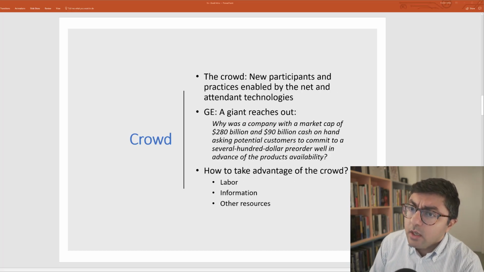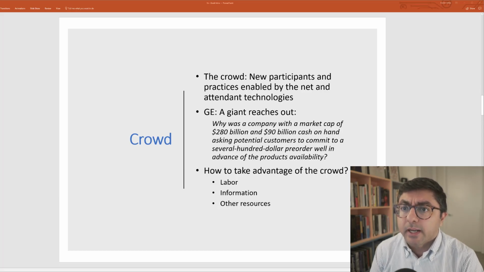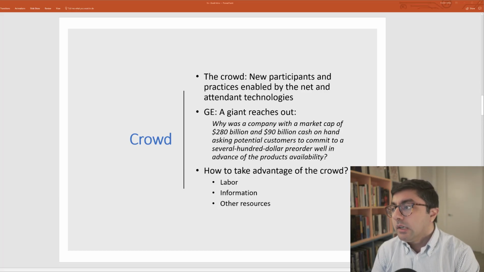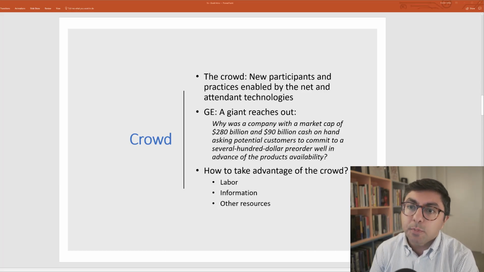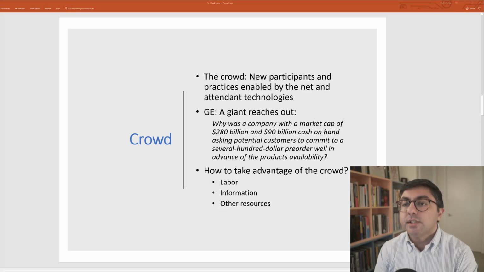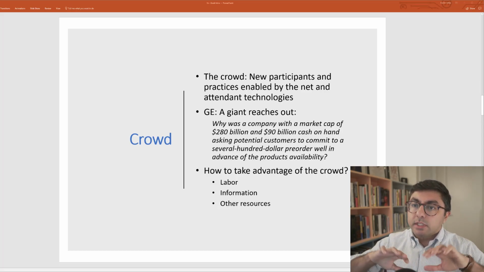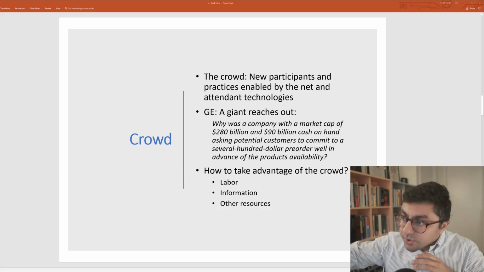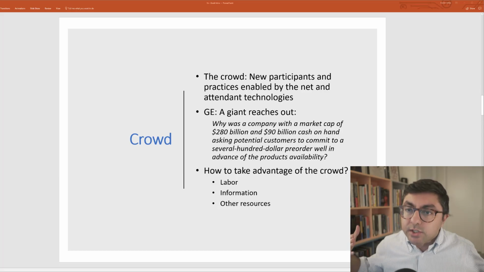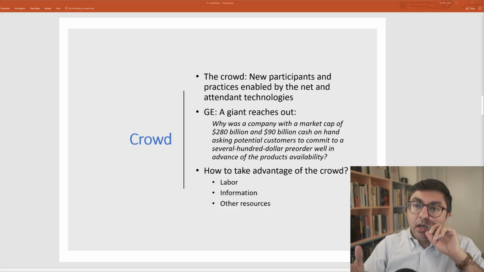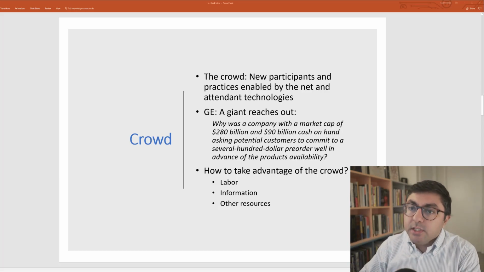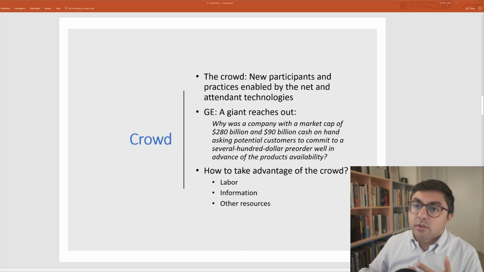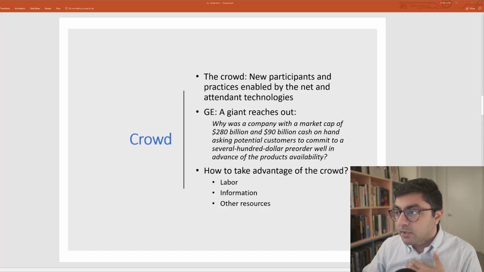And the third one, crowd, right? Machine Platform Crowd is the title of the book. This is the third major module of the book, the crowd. So new participants and practices that are enabled by the internet and attendant technologies. Like I said before, they exist in a distributed sense, but these technologies and the internet allow organizations to channel the crowd and get expertise or money or whatever other kinds of resources that it wants from the crowd.